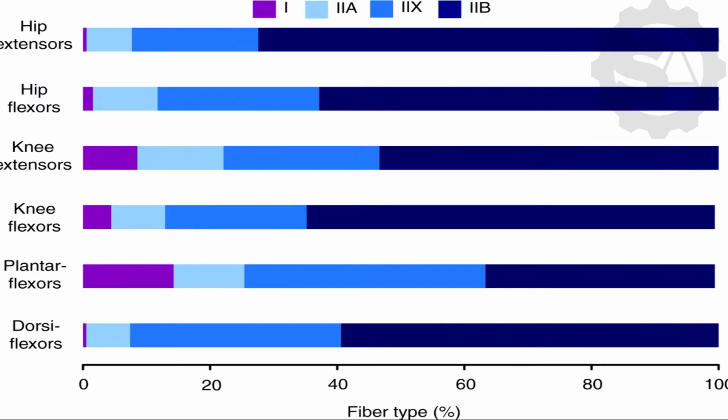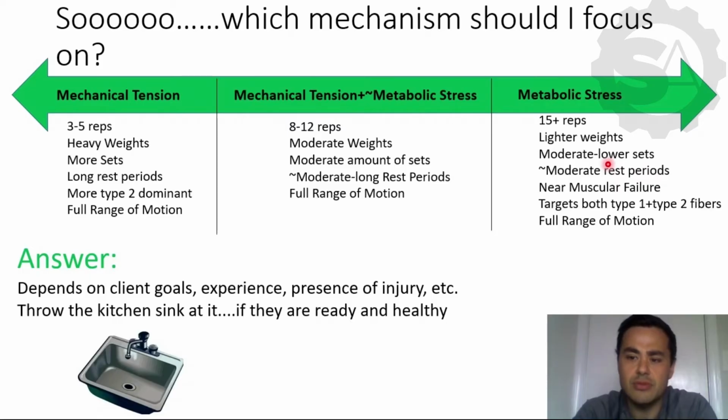Essentially our whole body is made up of type 1 fibers and type 2 fibers. So the metabolic stress aspect can be beneficial in specifically working type 1 and type 2 and making sure we're developing muscle fiber growth in both of those.